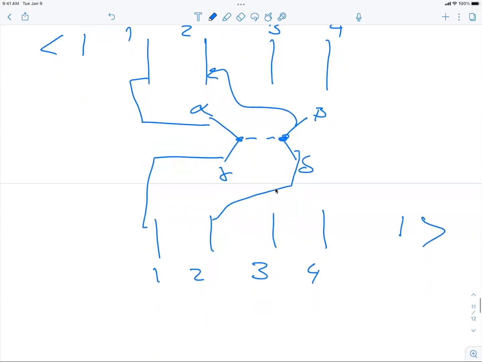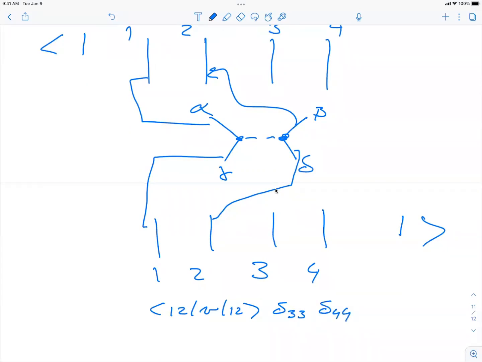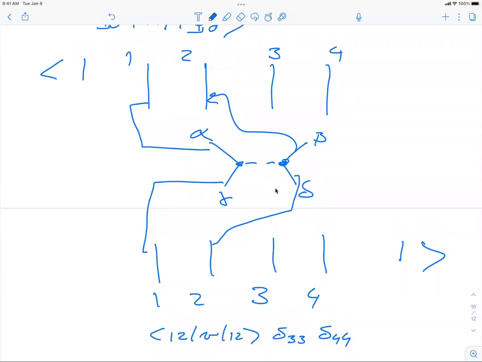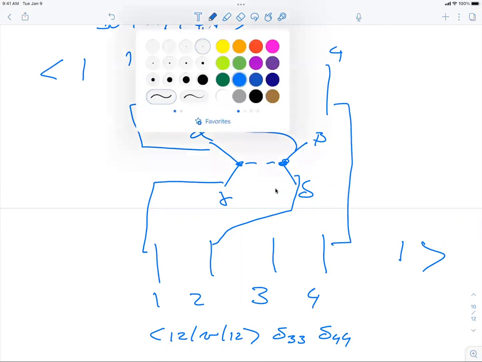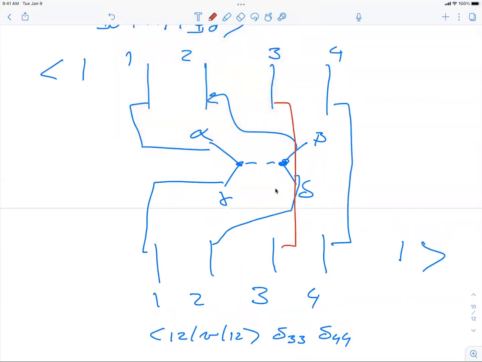So when I write it out here, what I get is a matrix element 1, 2 of V, 1, 2. And then I have a Kronecker delta of delta 3, 3, and delta 4, 4. So the states are different, right? So that means that I need to make this contraction here, and I also need to make, and let's mark this with red here, this contraction here. So this gives rise to the Kronecker deltas.